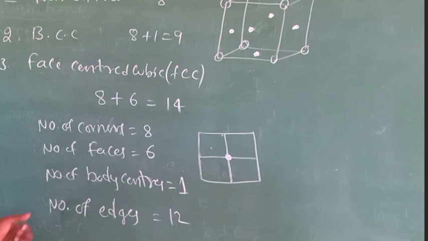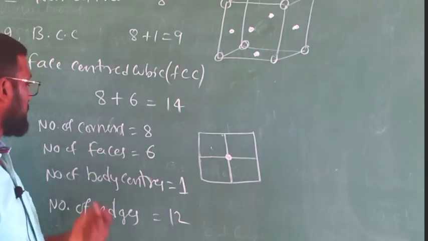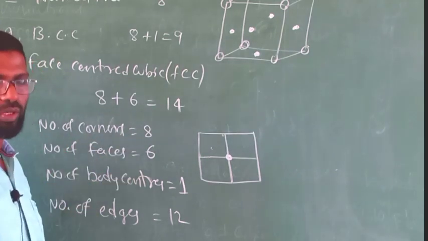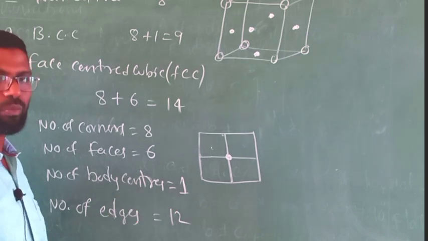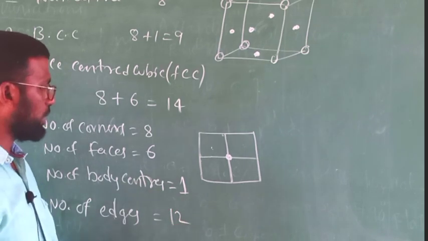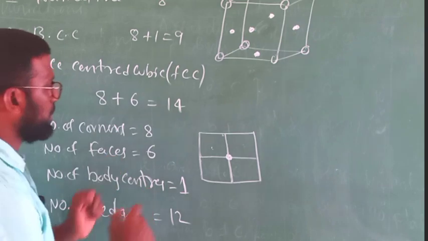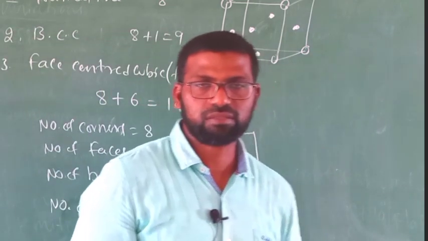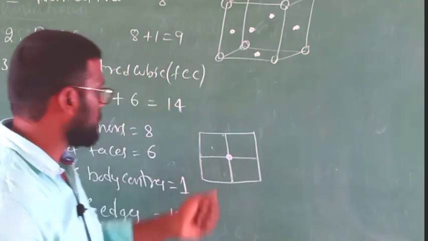Right. So at 8 corners 8 particles will be there, at 8 faces 8 particles will be there, at the center of the body 1 particle, and at 12 edges 12 particles will be there. First we should be perfect with these basic ideas. Okay. Next, come to the present topic.